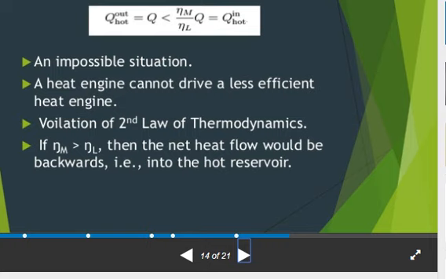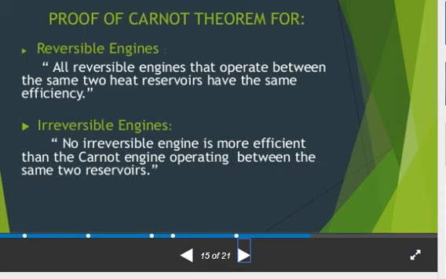Next, an impossible situation. A heat engine cannot drive a less efficient heat engine, as that would be a violation of the second law of thermodynamics. If efficiency ηM is greater than ηL, then net heat flow would be backwards and into the hot reservoir. Proof of the Carnot theorem for reversible and irreversible engines: all reversible engines that operate between the same two heat reservoirs have the same efficiency, and no irreversible engine is more efficient than the Carnot engine operating between the same two reservoirs.